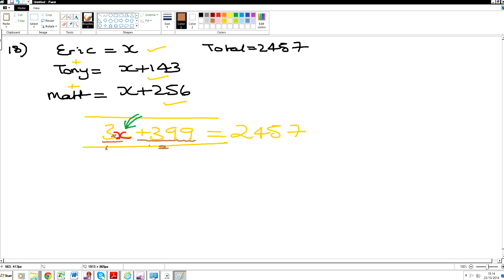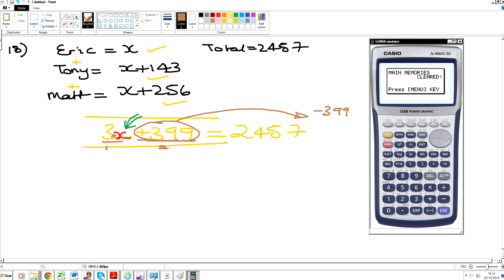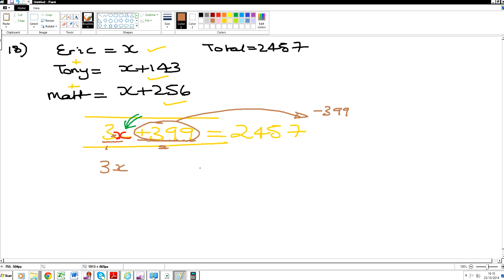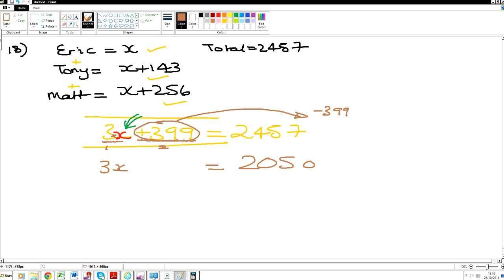Now, which action do we move first? You always move the last action first. So we grab the plus 399. We take it to the other side. It becomes minus 399. Now, you should be able to work that out, but if not, we have a little calculator. It's a scientific calculator. So 2457 minus 399. Copy down the 3x. Equals, and the answer was 2058. Excellent. Now, what do we do next?